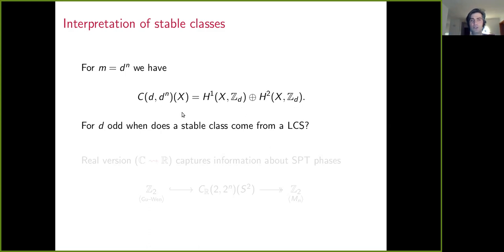And when d is an odd number, the right-hand side is always computable. It's a simple thing to compute the H1 and H2 of a space. That means there are stable classes here. And are they coming from linear constraint systems? So this is a rephrasing of the question that I asked at the beginning of the talk for odd local dimension. So you can go backwards. You know the stable classes here, and then you can try to construct representatives in terms of operator solutions of linear constraint systems.